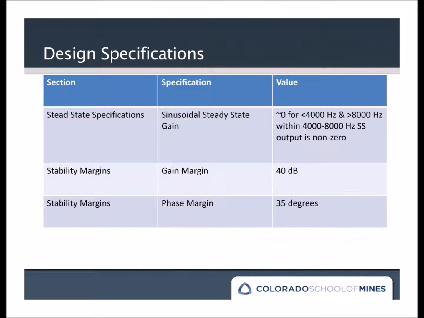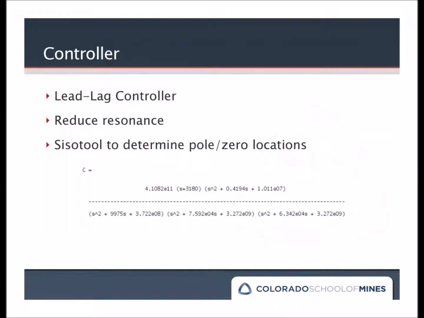For a gain margin, we were aiming for at least 40 decibels, and for a phase margin, we were aiming for at least 35 degrees. To achieve these design specifications, we implemented a lead-lag controller. This kind of controller allowed us to reduce the resonance that we saw earlier with the use of zeros, while amplifying any signal within the passband with the use of poles.